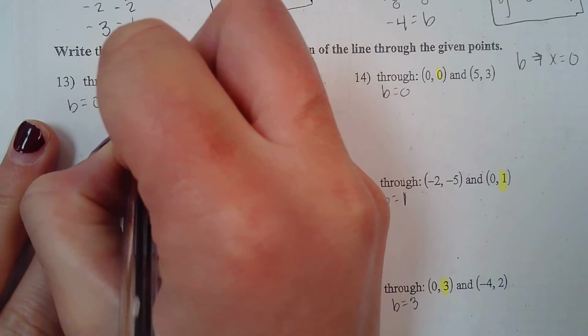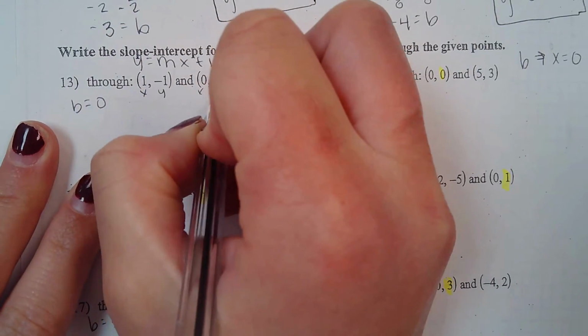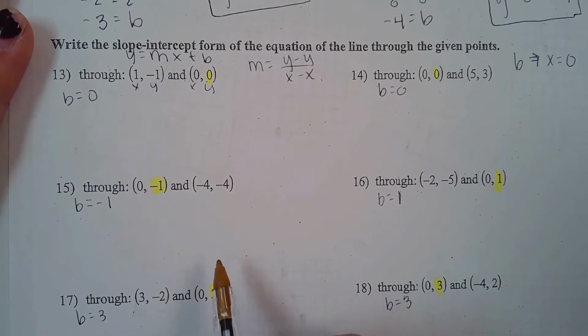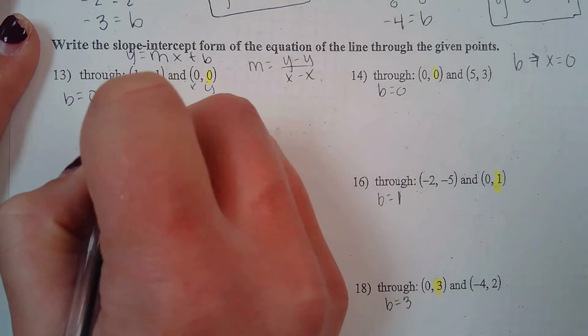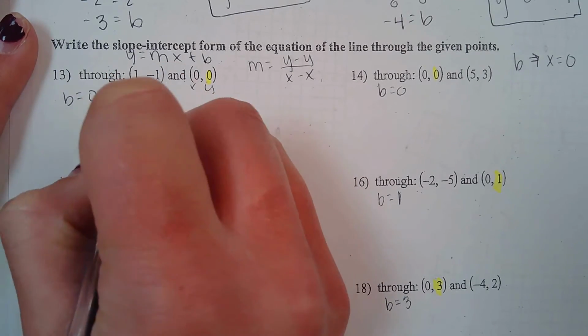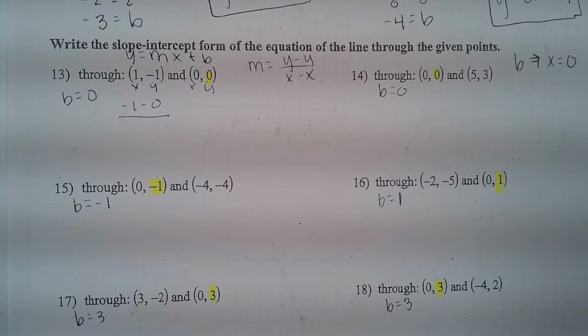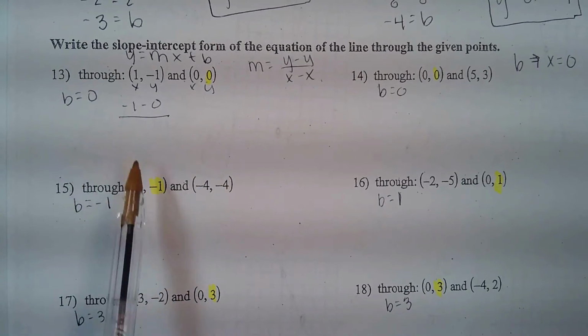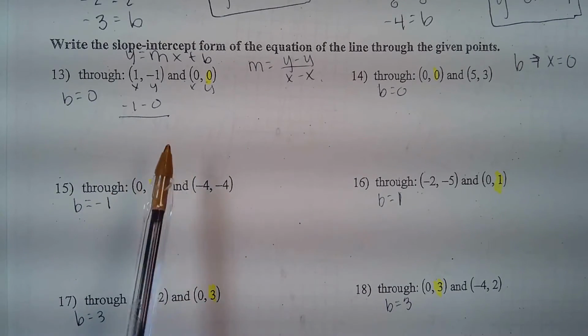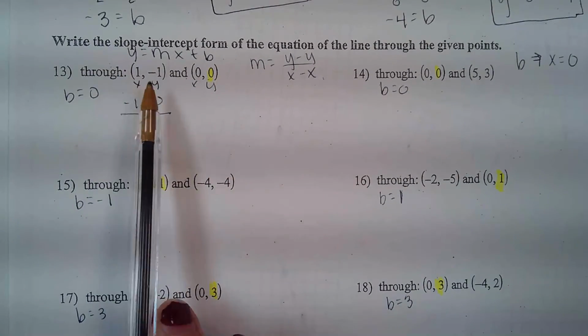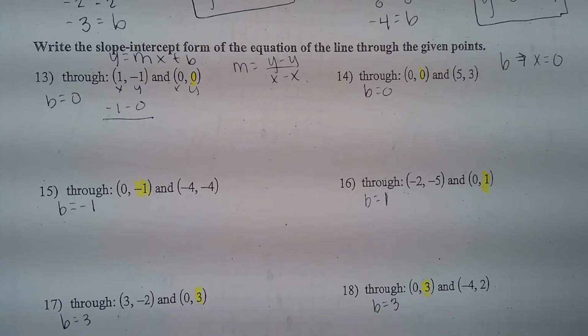So this is x and y, x and y. When we set that up, what goes on top? -1 minus 0. Either way, just as long as you keep the order the same. I don't care if you do this one minus this one or the second one minus the first one. You'll get the same answer either way. You just have to keep the order the same on top and bottom.